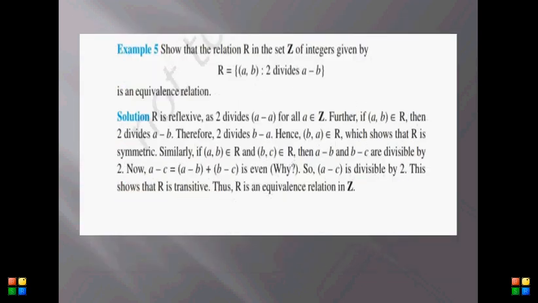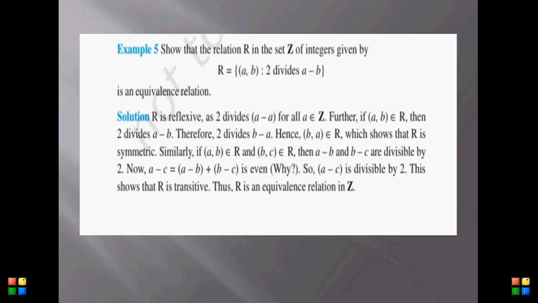Example number 5. Show that the relation R in the set Z of integers given by R = {(a, b) : 2 divides a minus b} is an equivalence relation. This is a very important question from the examination point of view. Here R is reflexive as 2 divides a minus a for all a belongs to Z, because a minus a itself is 0, so 2 divides 0.